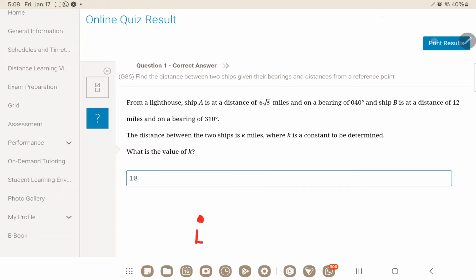So I want to draw first, and with another color, the north for L. This isn't anything, but this is what we're going to use as our reference. This is the north. Now, ship A is at a distance on a bearing of 40 degrees. So, ship A, we're going to imagine this is 40 degrees here, and there is ship A. And this is 40. Now, at a distance, and it's at a distance of 6 radical 5.